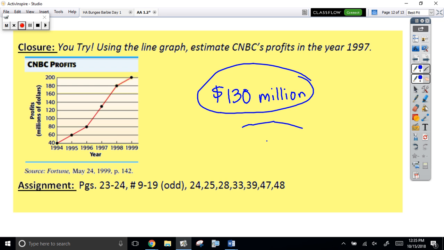Excellent job. The rest of the time is yours to work on the homework. In the book, you do not need to follow the directions where it'll tell you to estimate, and then it says also to find the actual answer and then compare them. You don't have to do that. Just estimate and get an answer.